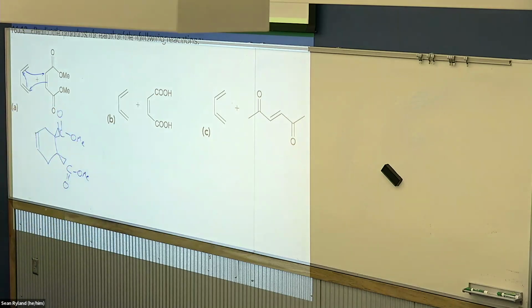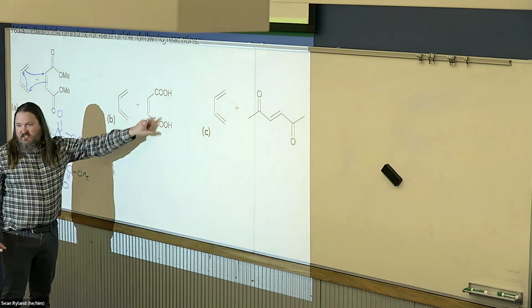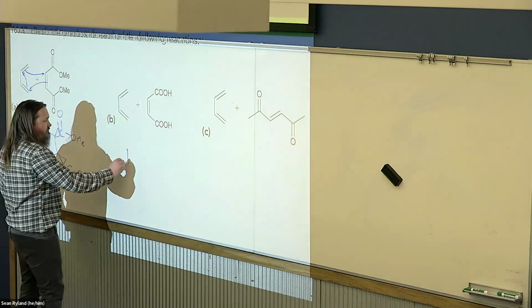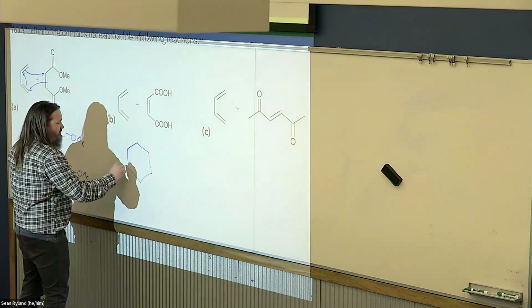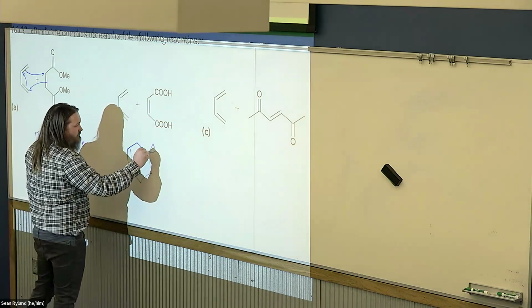Is anything different if it's a carboxylic acid instead of an ester? Still cis, so we're still going to make our cis product. And once again, because it's symmetrical.